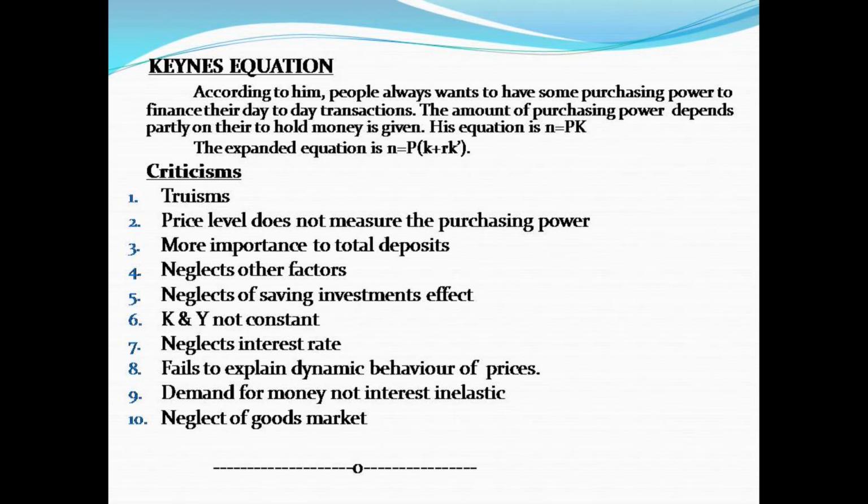Next, neglects interest rate. The relation between quantity of money and price level is not direct but indirect via the rate of interest, investment, output, employment and income. That is what the Cambridge equation ignores and hence fails to integrate monetary theory with the theory of value of output.